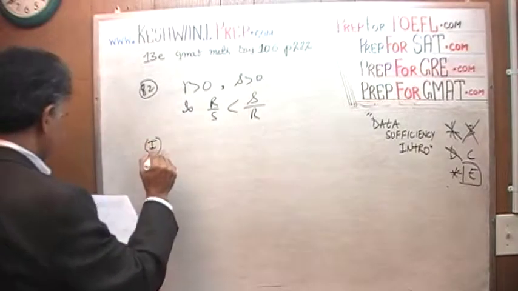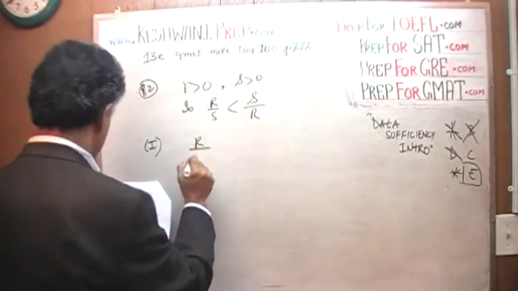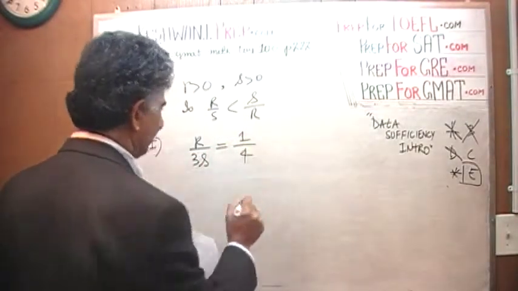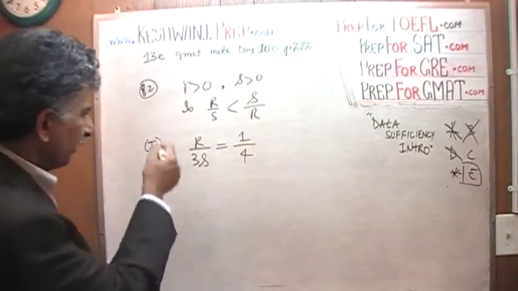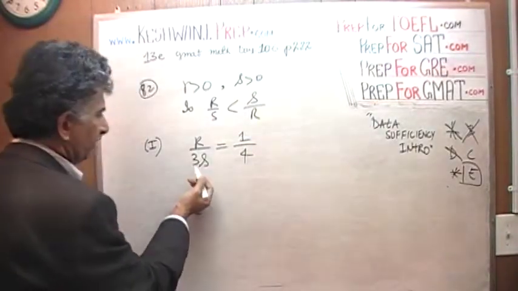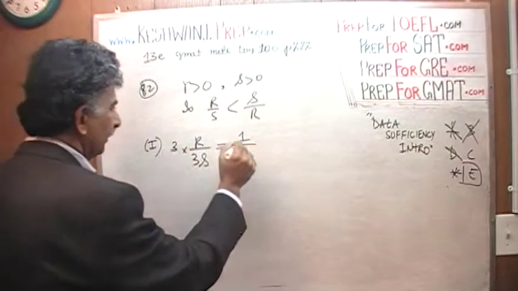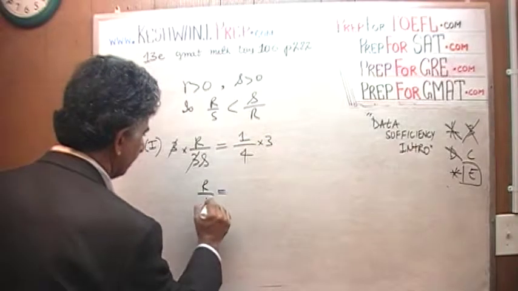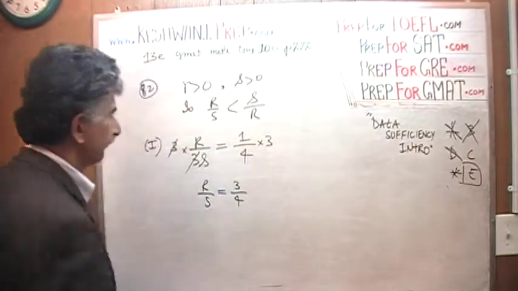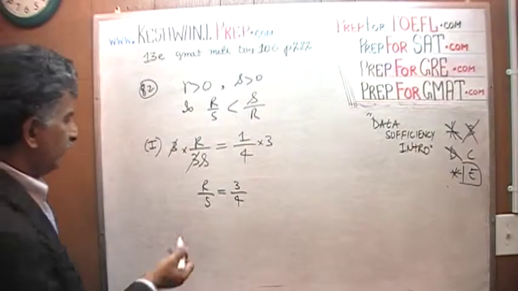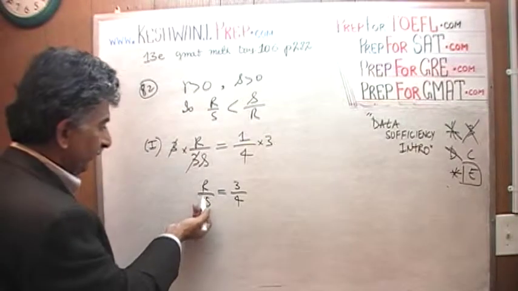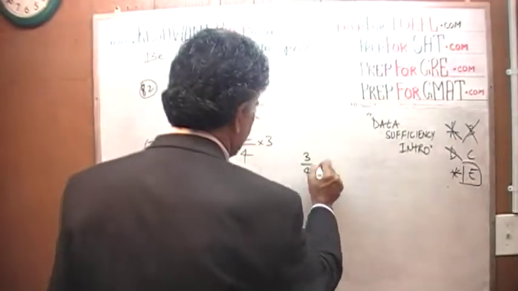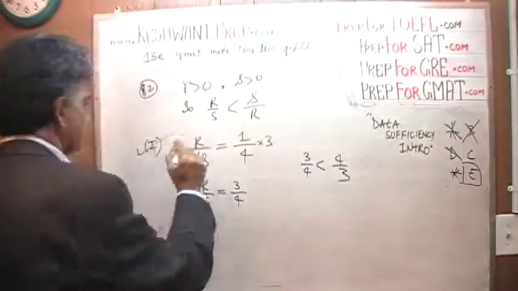In the first statement, they tell us that R over 3S equals 1/4. Now this is a very simple problem. This is a babyish problem. Multiply both sides by 3, the 3 drops out and we end up with R over S equals 3/4. Well, if R over S equals 3/4, then S over R equals 4/3. So 3/4 is of course going to be less than 4/3. The first statement does the job very, very simply.